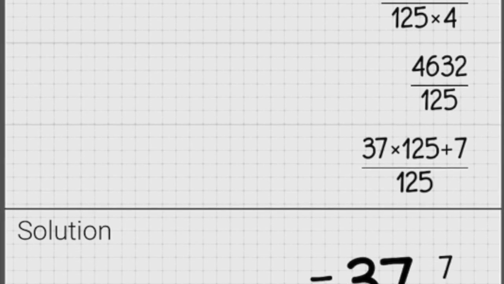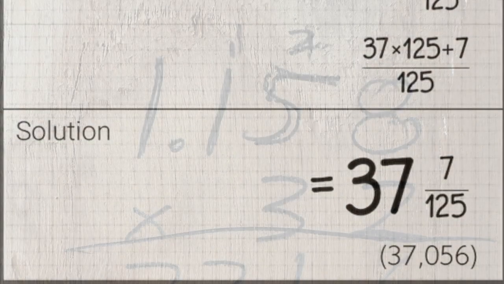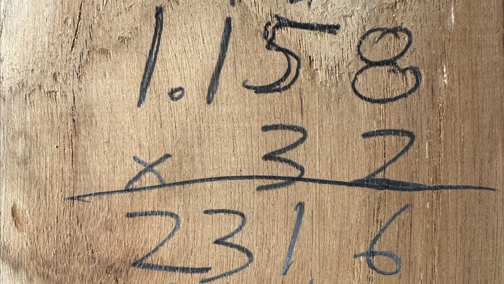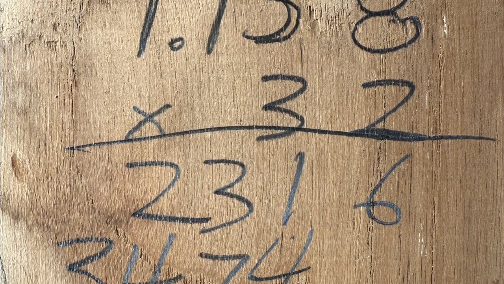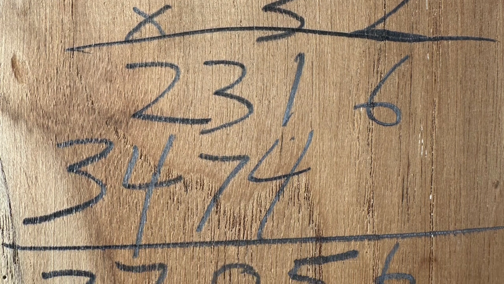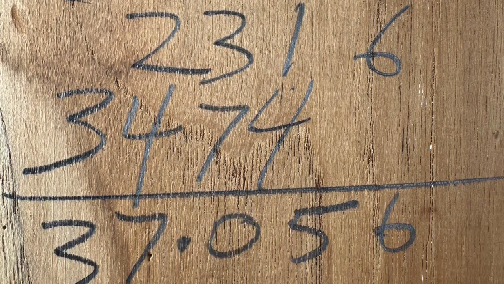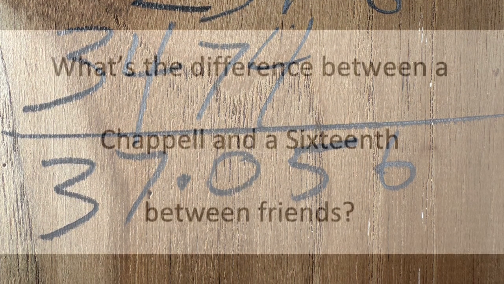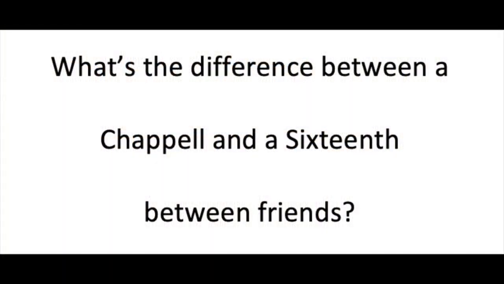The calculation in decimal units requires one equation and can be solved by a simple multiplication scribbled on a scrap of wood and a pencil. If your fancy calculator rounds off everything to the nearest 16th, you will find that 0.056 rounds to exactly 1/16. This emphatically backs up the argument I pose in a later posting titled, What's the difference between a Chappell and a 16th between friends?